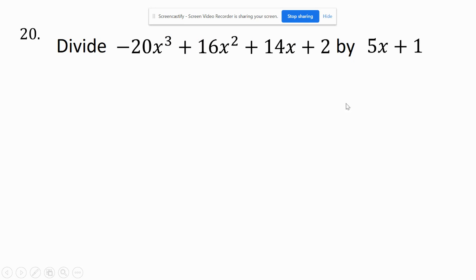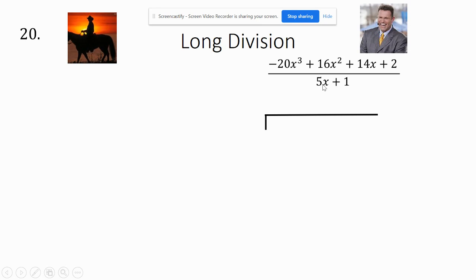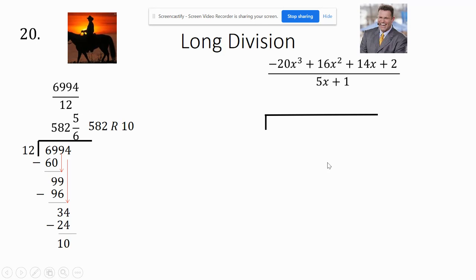This time I have to use the long division method, because it's a 5 in front of this. So I'm going to put the negative 20 value into the house, put the 5x plus 1 in front. Ask yourself, what do I take times 5x to get negative 20x cubed? It'd be a negative 4x squared. And the x squareds have got to all be in the same column. So I take negative 4x squared times 5x, which is negative 20x cubed, which is always going to be that number because we did it on purpose to make it that way. And negative 4x squared times 1 is negative 4x.